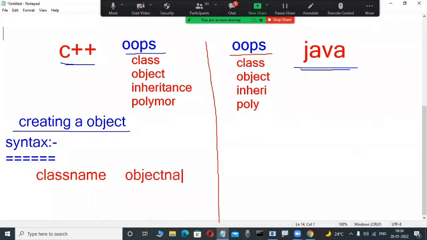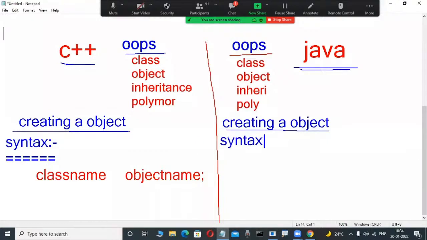This is the syntax to create an object from a class in C++. Creating an object is similar in Java also. Now observe here: suppose we want to create an object from a class. Just observe how an object is created from a class in Java. Are there any technical persons here? Maybe tell me the syntax roughly.